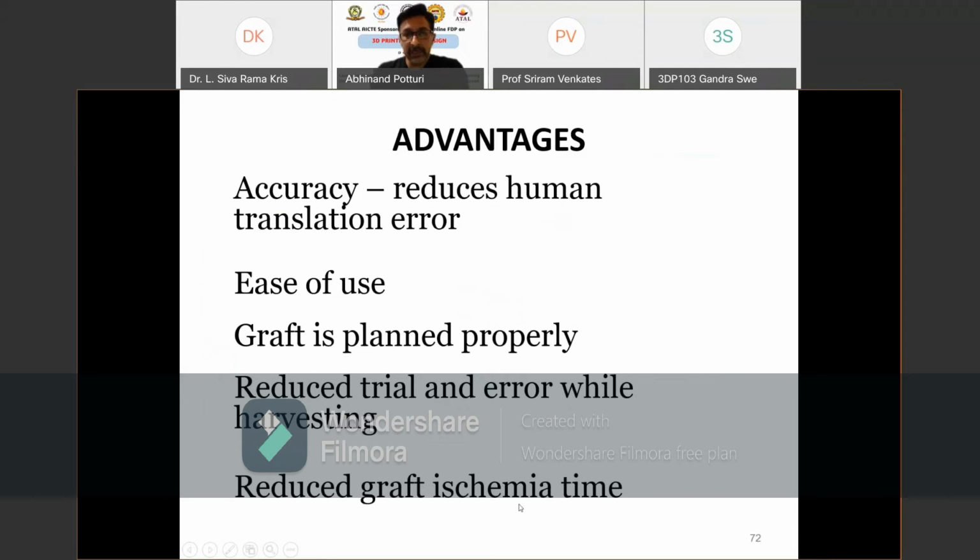So coming to the advantages of this, obviously it reduces the human translational error, the 3D printing. It has become a major factor. Because of this, a lot of minor human errors, major human errors are completely gone, and it has revolutionized, as I said before, the entire medical reconstructive procedures. So it becomes very easy to use, ease of use, as you saw in the previous video.